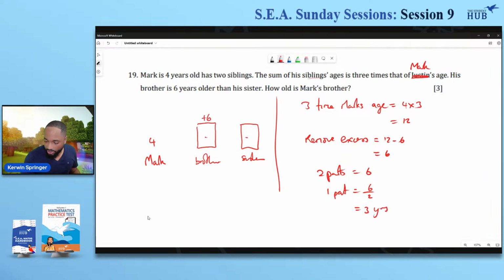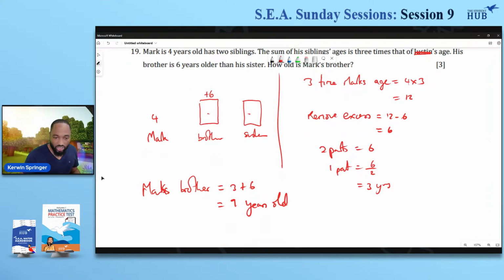And how old is Math's brother? So Math's brother is the 3 plus the 6, which is 9 years old.